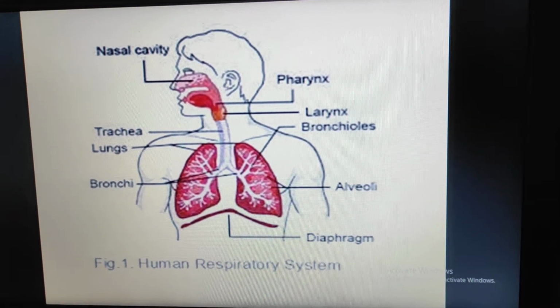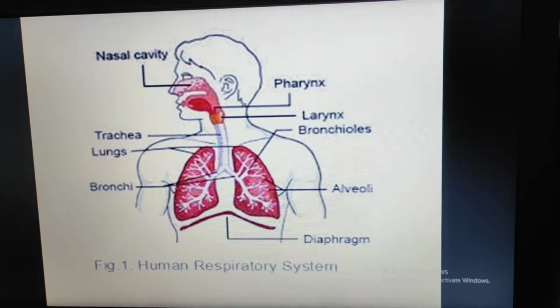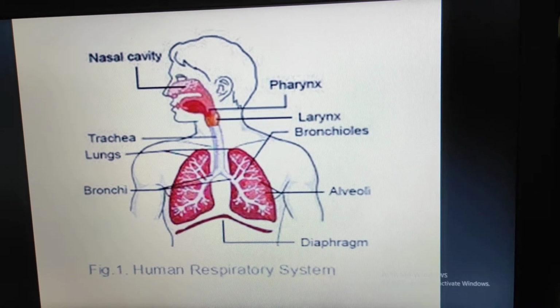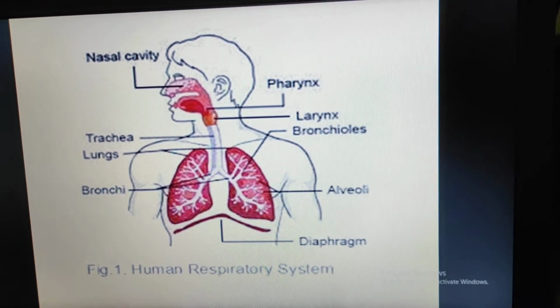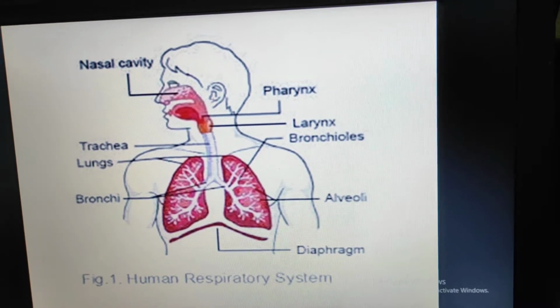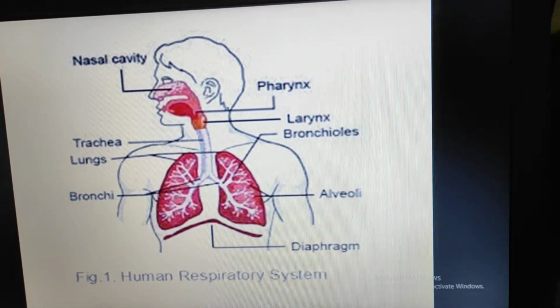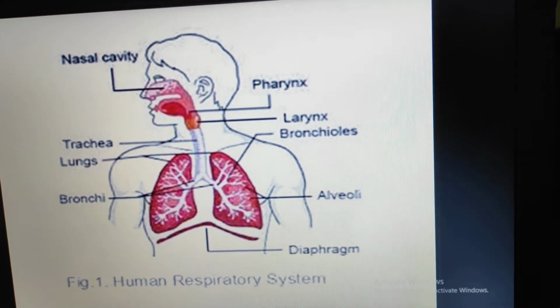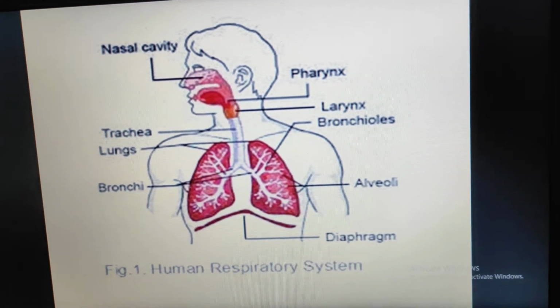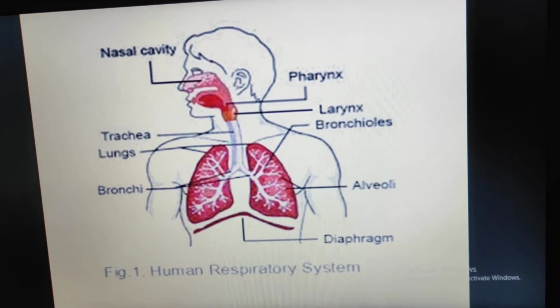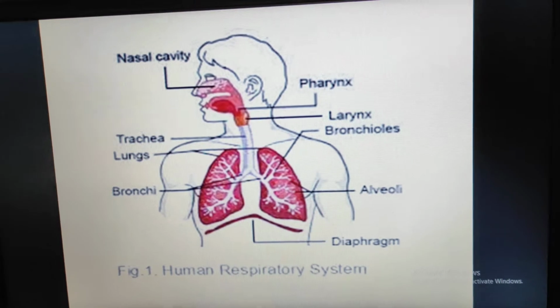Human respiratory system, the diagram of it: nasal cavity, pharynx, larynx, bronchioles, trachea, lungs, bronchi, alveoli, diaphragm. As you can see, as the air enters through the nasal cavity, it passes through all these ways to reach the lungs.